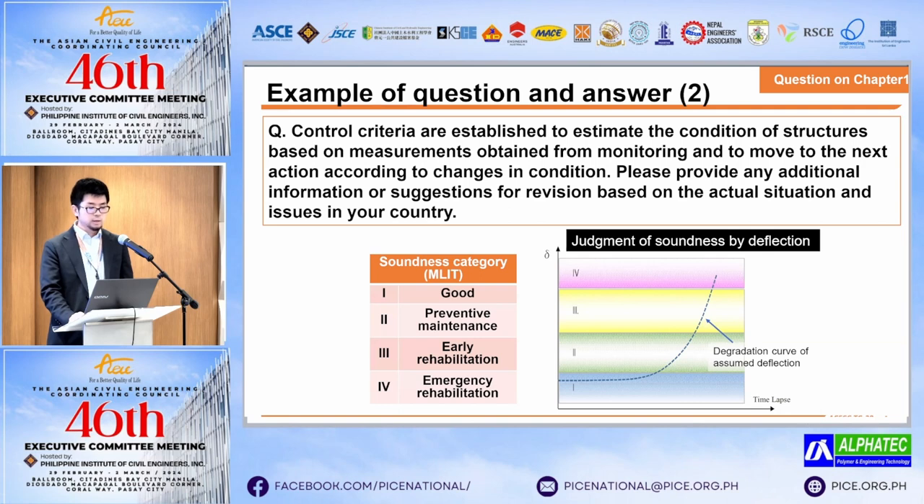Actually, we have many different structures in this world, and it is impossible to make common criteria for all structures. So one effective way is to do case studies first, and then similar control criteria can be employed for similar structures. So that is one of the effective ways.